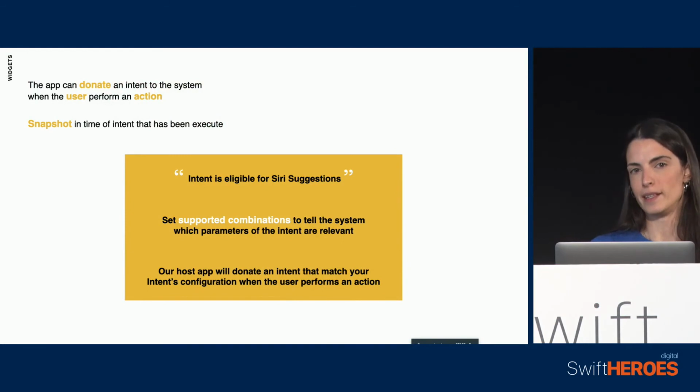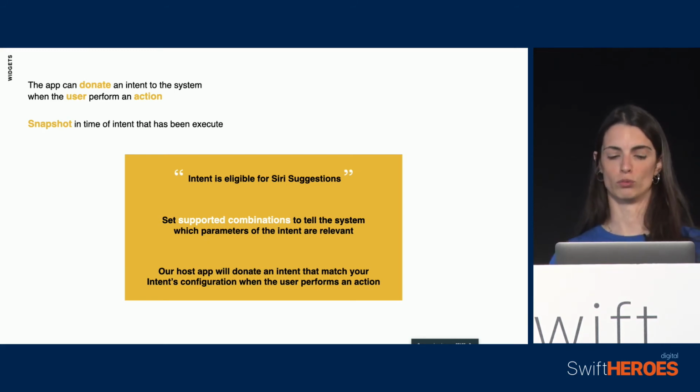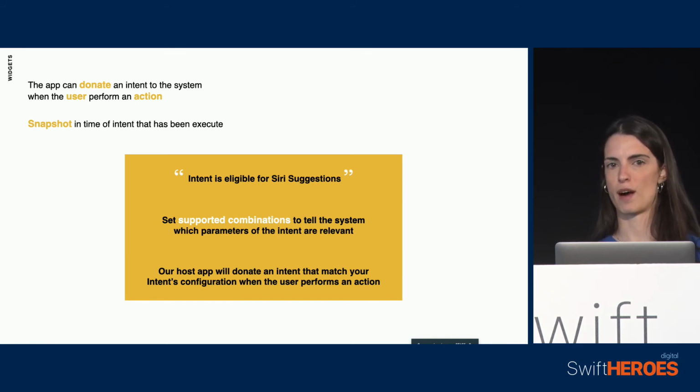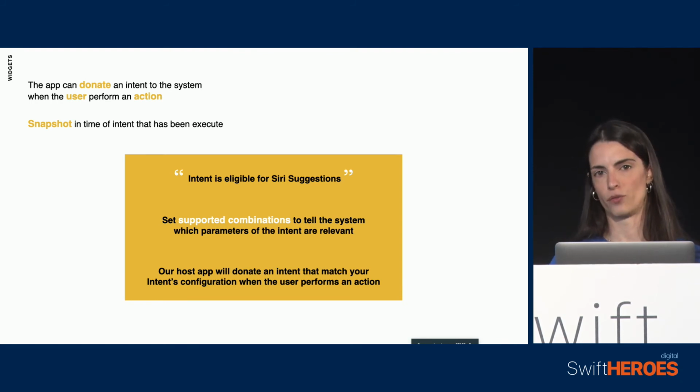Of course, we can donate the intent that we have defined in our intent definition file. We have to mark this intent as eligible for Siri suggestions. There is a checkbox in this file and you have to check it. This will enable a bottom part in this file where you can set up the suggestions for the widget. For example, you need to set the supported combination of your donations. That means that you have to define which parameters are important for that donation, which parameters are relevant to the system. And then when a user performs an action from your host app, you need to donate the intent with the parameter that you have set.